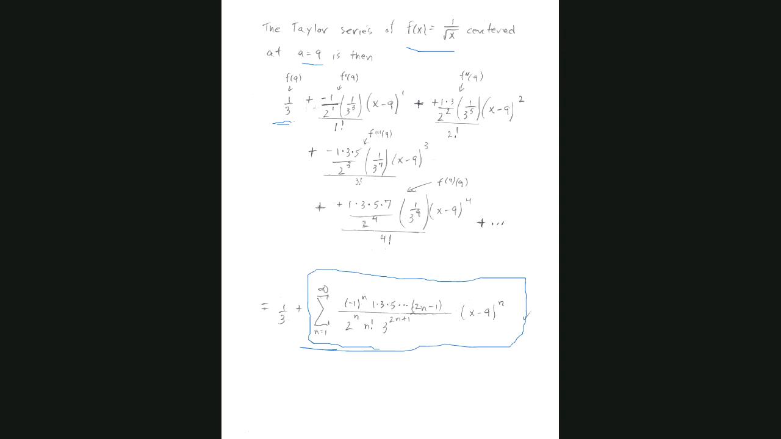Notice that in the terms of the series, you have x minus 9 to the first, x minus 9 to the second, x minus 9 to the third, and so forth. That's because we're expanding around a equals 9. If it were a equals 0, we would have x squared, x cubed, x fourth. But this is a equals 9. So that explains this part in the formula.